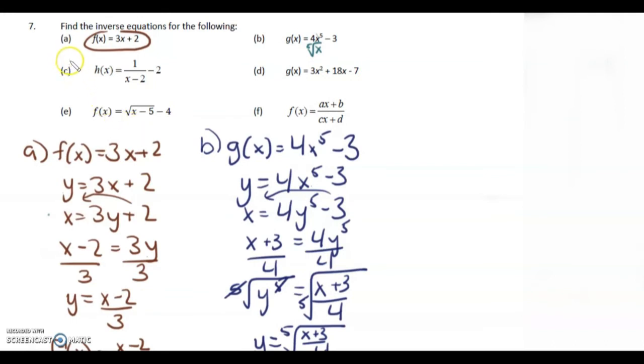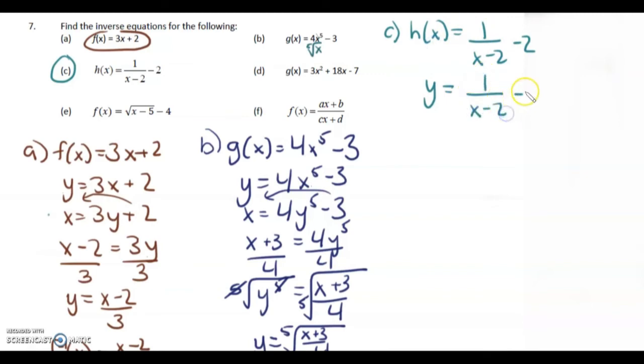Okay, so C. We have a rational function here. We have h at x equals 1 over x minus 2, minus 2. So the first step is to substitute in for that function notation. We're going to have y equals 1 over x minus 2, minus 2. So now we have to switch the x to the y. So we have x equals 1 over y minus 2, minus 2. Okay? So now we have to rearrange and solve for y.